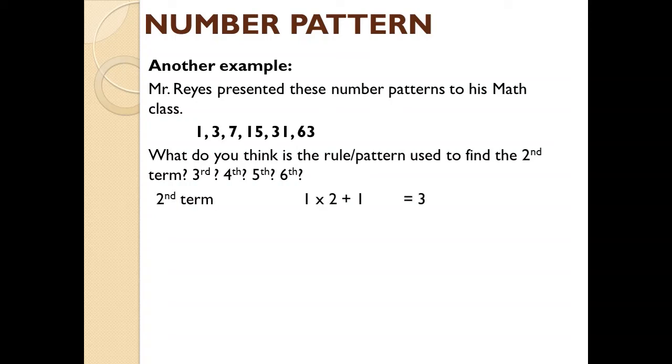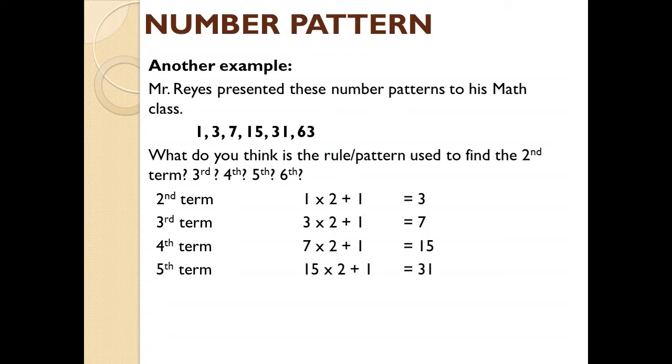For the second term, we have 1 times 2, that's 2, plus 1 equals 3. Third term, we have 3 times 2, that's 6, plus 1 equals 7. Fourth term, we have 7 times 2 plus 1, that's 15. Fifth term, 15 times 2, that's 30, plus 1, it's 31. Sixth term, we have 31 times 2, that's 62, plus 1 equals 63.